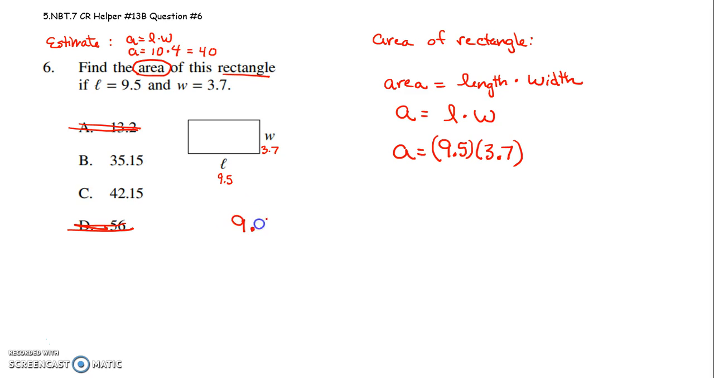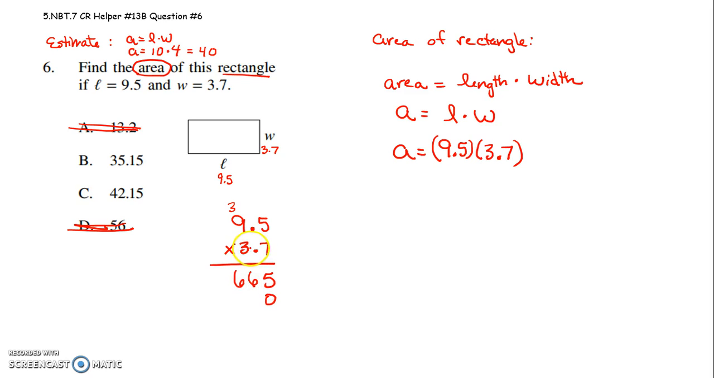Let's take 9.5 times 3.7. When you're multiplying with decimals, don't even worry about the decimal point when you're doing the multiplication. You worry about the placement of the decimal point at the very end. So right here, I just long multiply as I would 95 times 37. 7 times 5 is 35. Put down a 5, carry a 3. 7 times 9 is 63, and 3 more is 66.